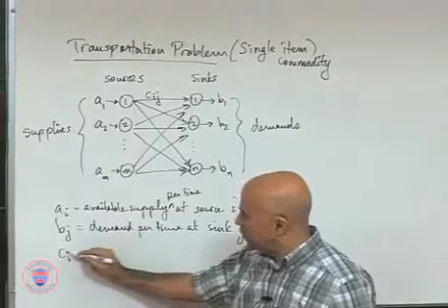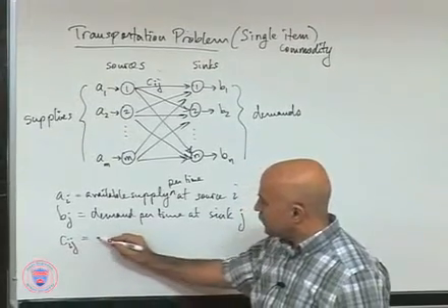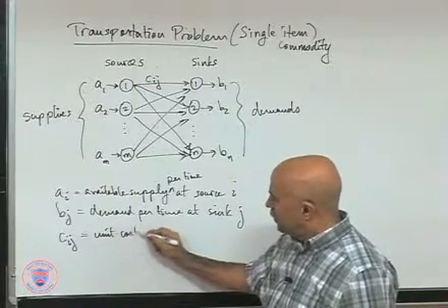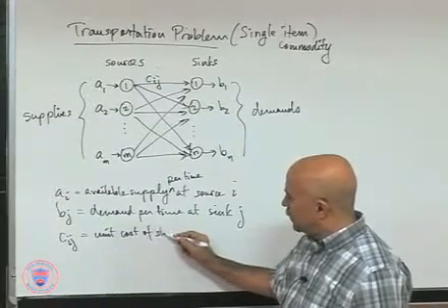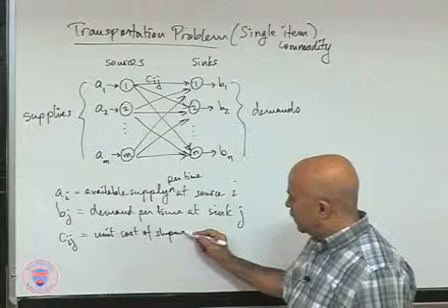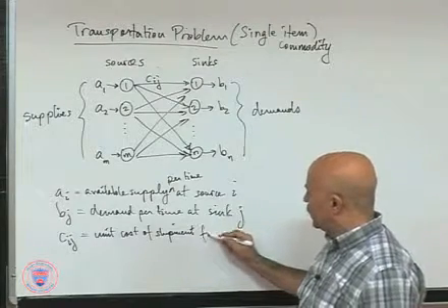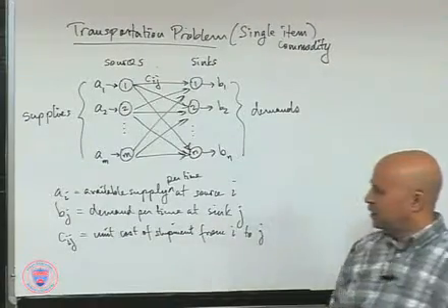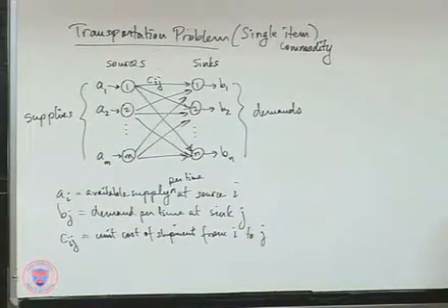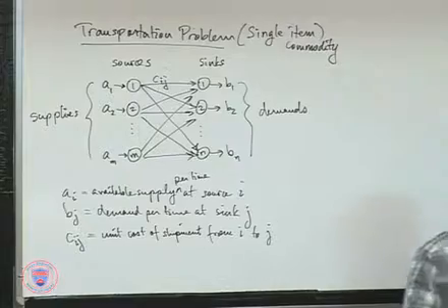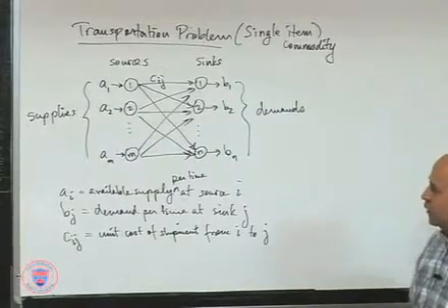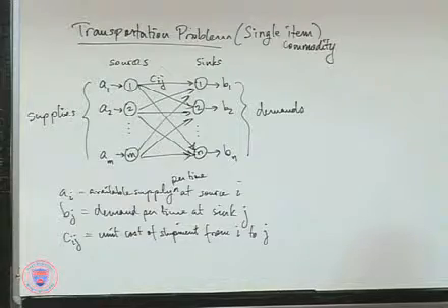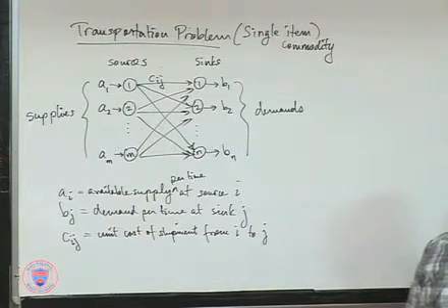And cij is the unit cost of shipment from source i to sink j. Unit cost meaning the cost per truckload. Okay? Your truck costs you something depending on the distance between the two locations as well as maybe other factors.